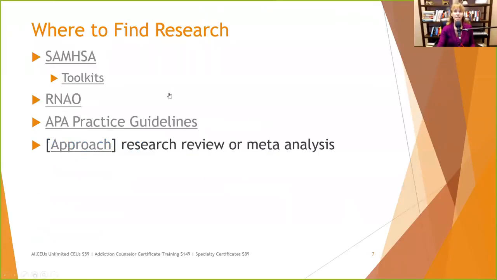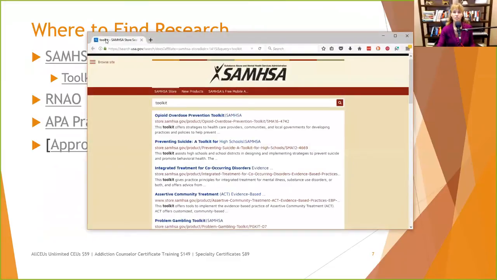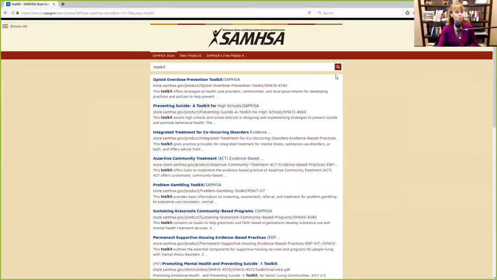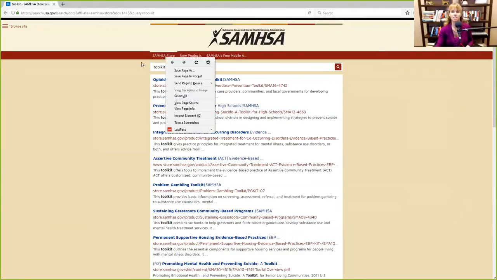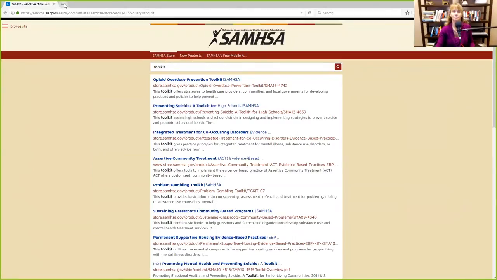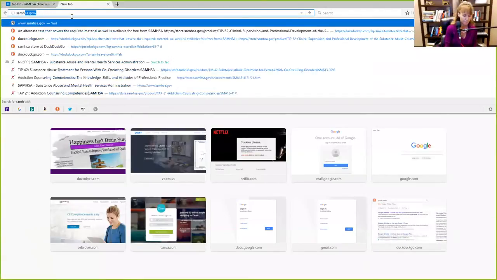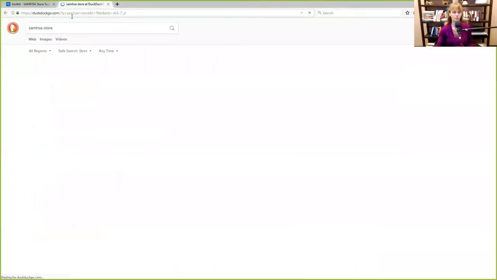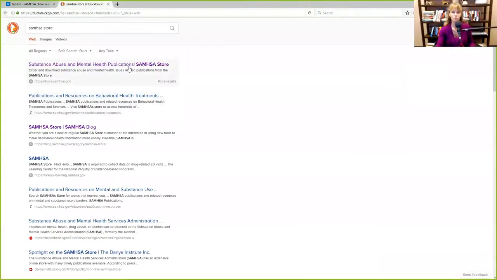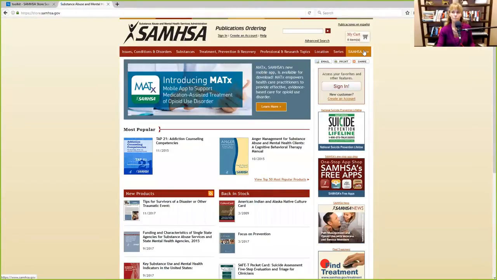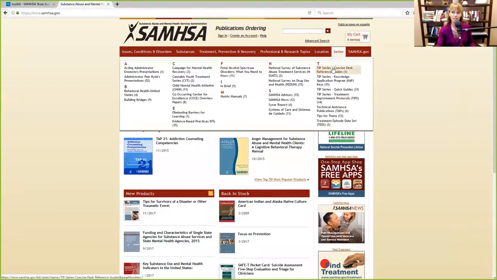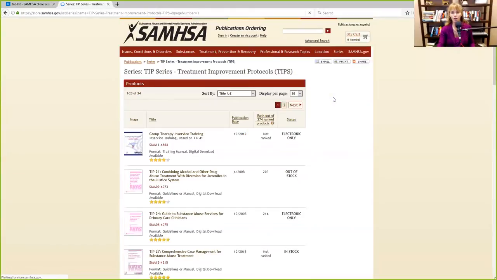SAMHSA is another good place to find research. We're already there. I already told you about the TIPs or the treatment improvement protocols, and basically SAMHSA has already done all the research and they put it into books for us. And let's go back to the SAMHSA store for just a second and look at that. You go to series, and then you go down to treatment improvement protocols.